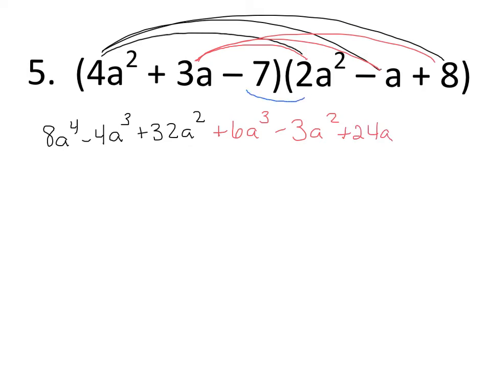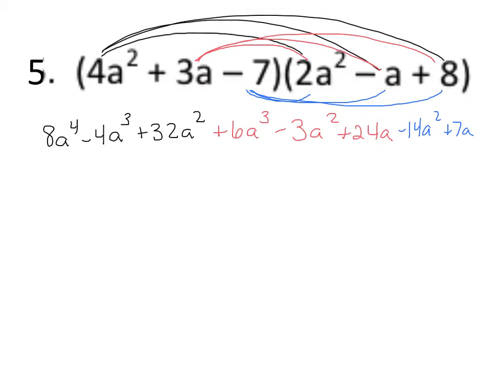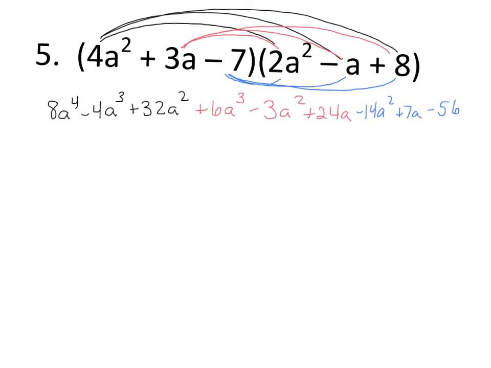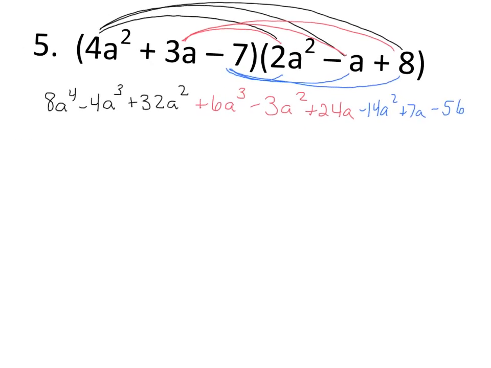All right, and I'm not done yet, so this is a biggie. Now I've got to take the negative 7. So I'm going to have negative 14a squared. And negative times a negative is a positive 7a. And then negative 7 times 8 is negative 56. So I'll get negative 56. Okay? All right, so now we're combining like terms.